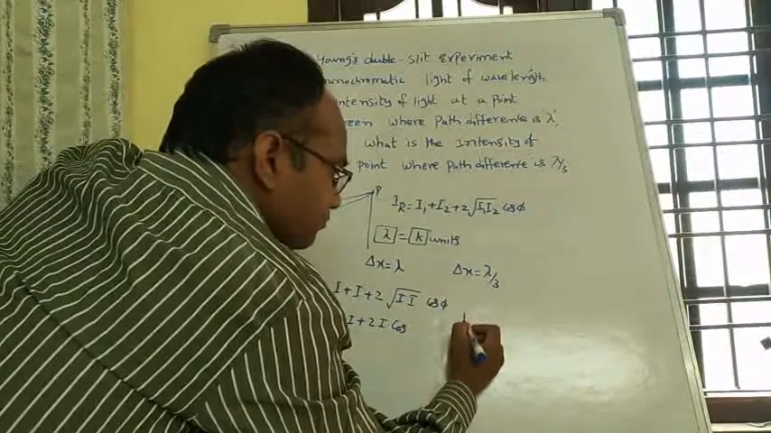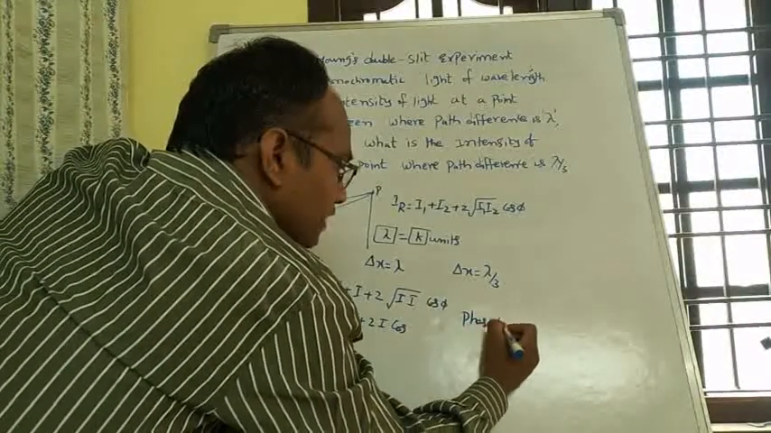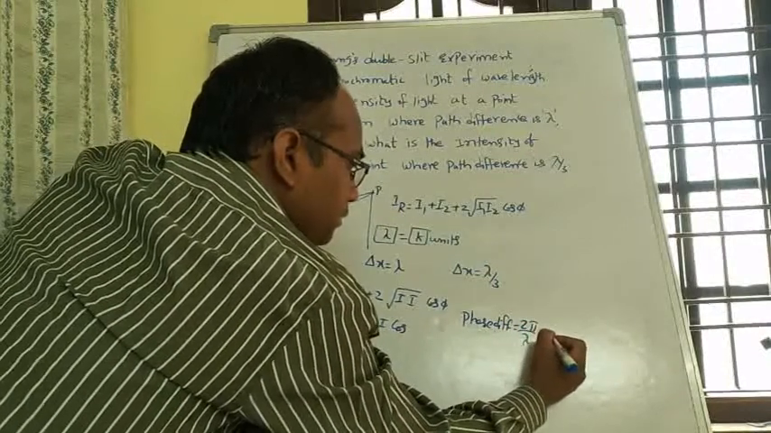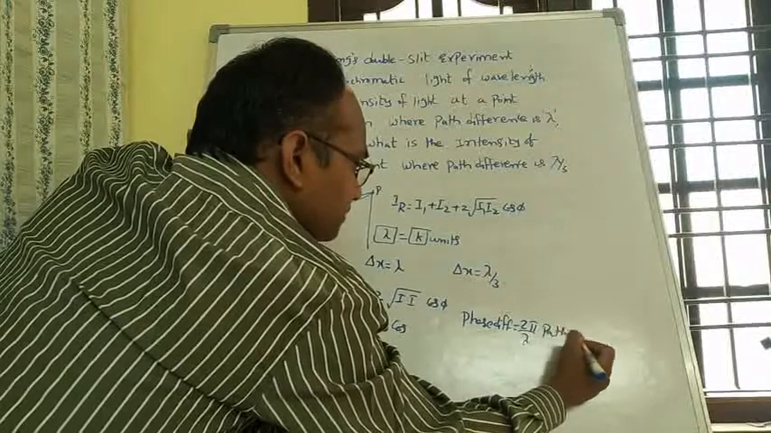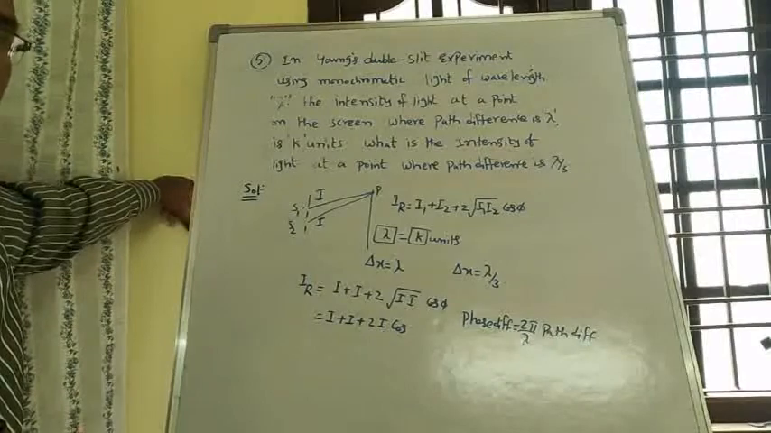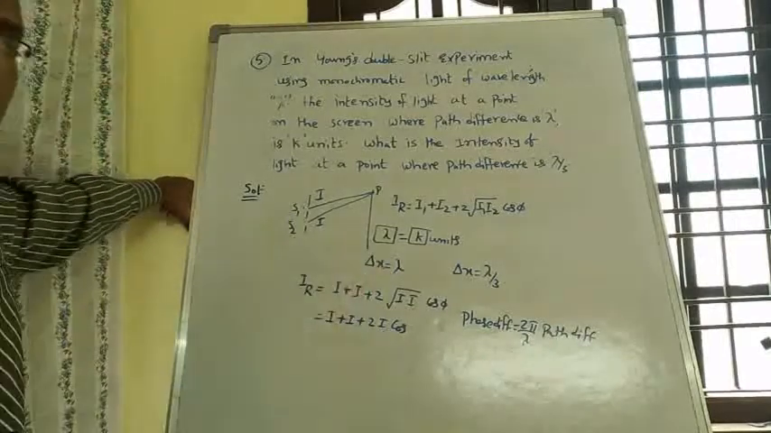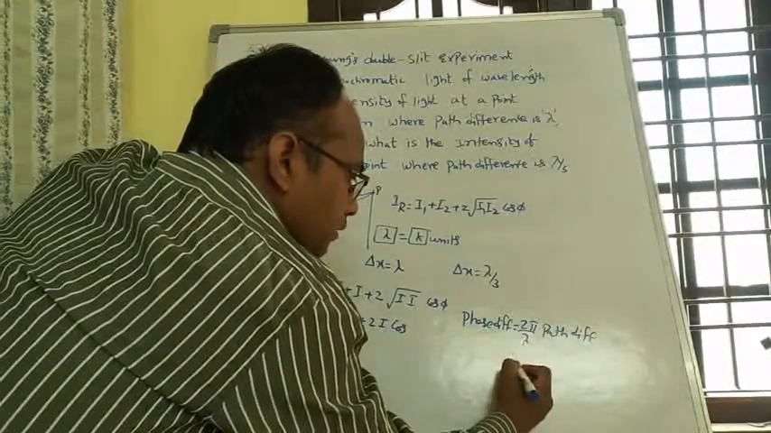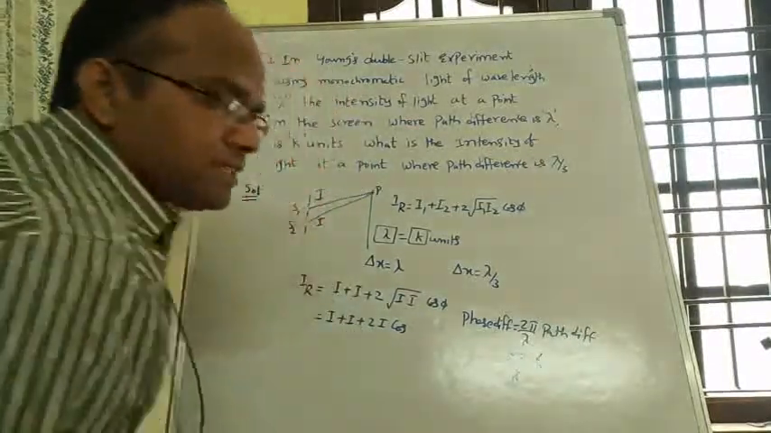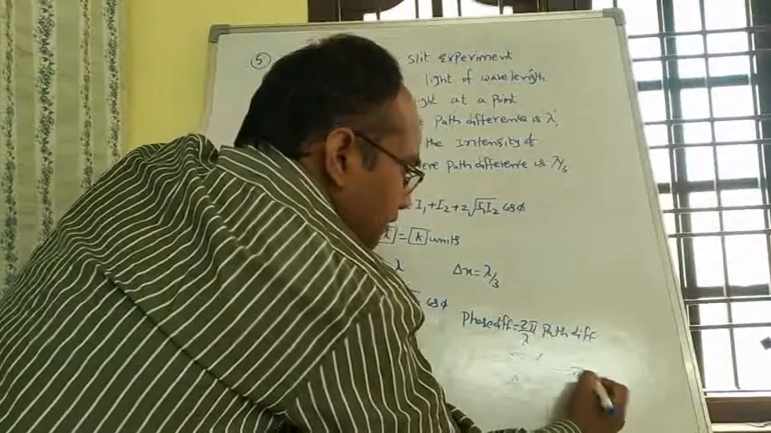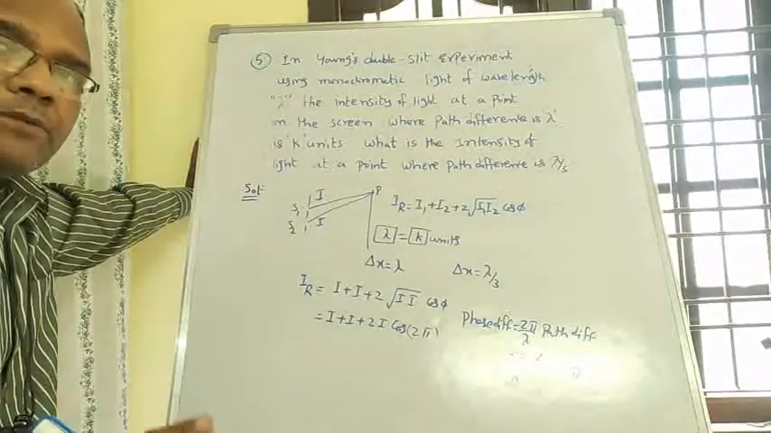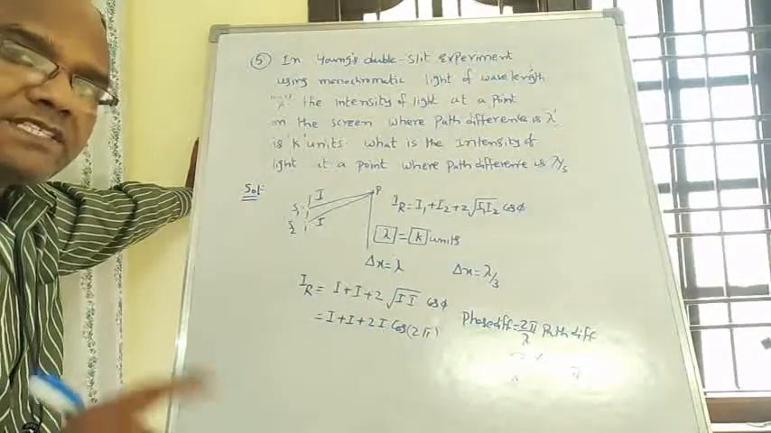So here phase difference is equal to 2 pi by lambda into path difference. So path difference we assumed as what? Delta x. So delta x, what is given? Lambda. So what I should write? 2 pi by lambda into path difference, which is lambda. Lambda lambda cancel. So what is the value here? Nothing but 2 pi. So cos 2 pi. Cos pi is minus 1. Cos 2 pi is 1.